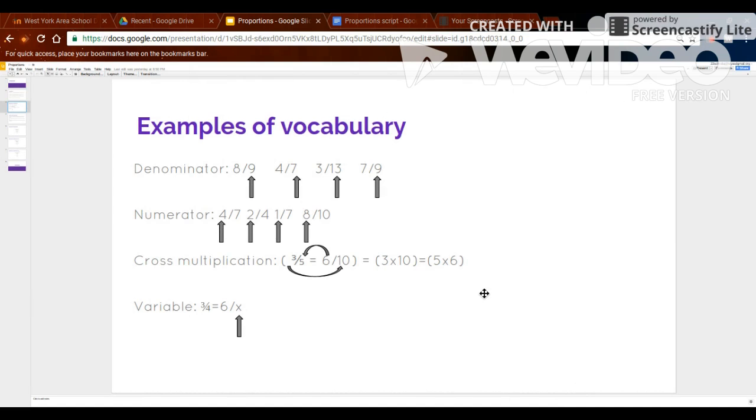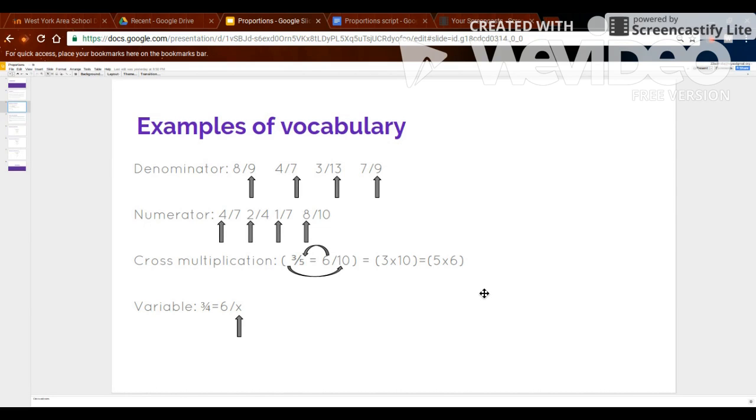Some examples of these vocab words are the following. An example of a denominator is 8 over 9. In that fraction, the 9 would be the denominator. In 4 over 7, that would be the 7. In 3 over 13, that would be the 13. And in 7 over 9, the 9 would be the denominator.